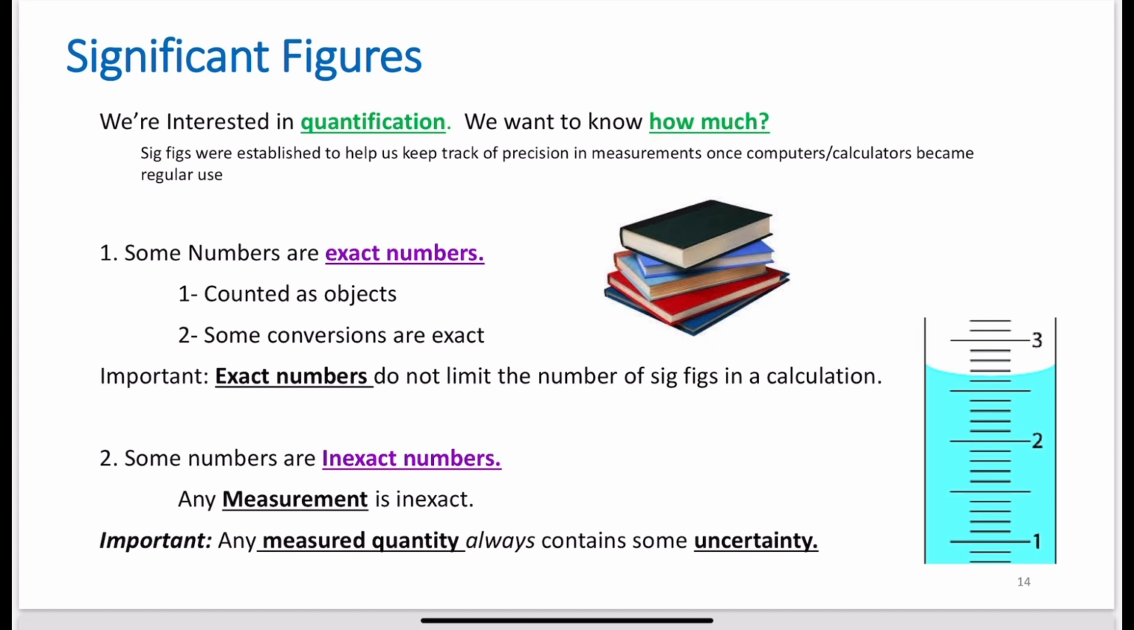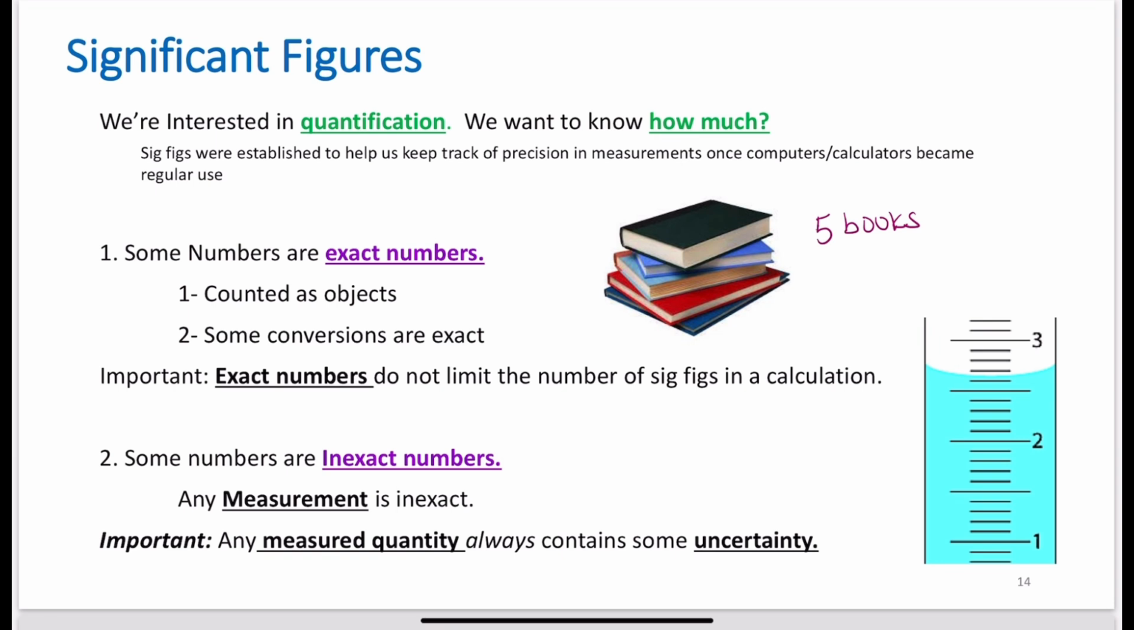Some numbers are exact numbers. These are counted as objects, and there are some conversions we're going to see that are exact as well, and I will let you know those as we get to them. But the big thing to know about exact numbers, and why they're important, is that exact numbers do not limit the number of sig figs we have in calculations. We will see that come through as we practice our sig figs. For example, in the picture here, I have 5 books. There's no estimation there. It's exactly 5. I have 5 objects.